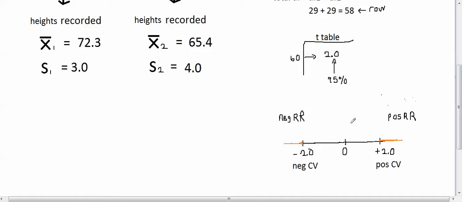And the area in between is actually just called the non-rejection region. Each of these three areas leads to its own conclusion. So we need to find out which area our t-score fell in so that we know what conclusion to make.